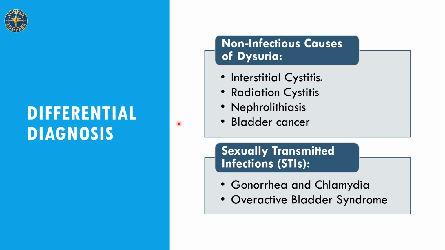And bladder cancer, especially in older adults with hematuria. Sexually transmitted infections like gonorrhea or chlamydia can also present with urethral symptoms and must be ruled out. Finally, overactive bladder syndrome may cause frequency and urgency but without infection. A thorough history, exam, and appropriate tests help distinguish these from true UTIs.